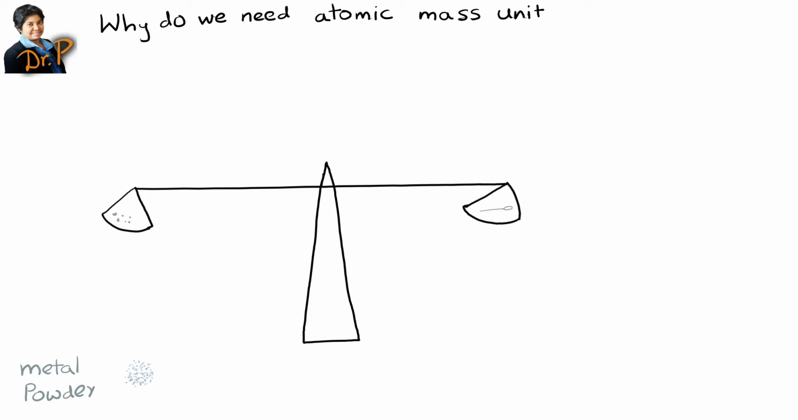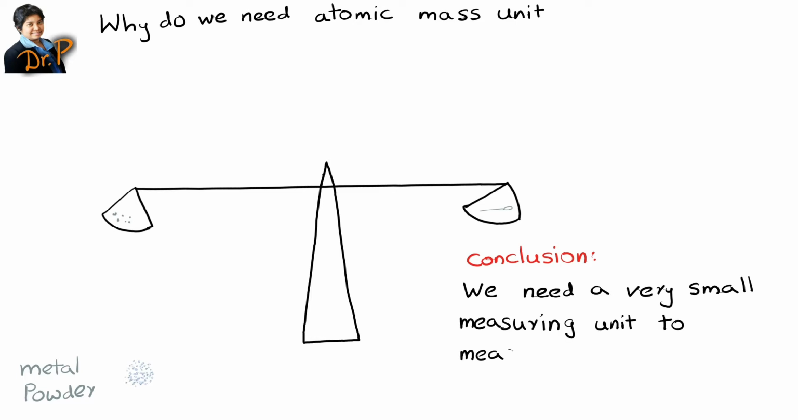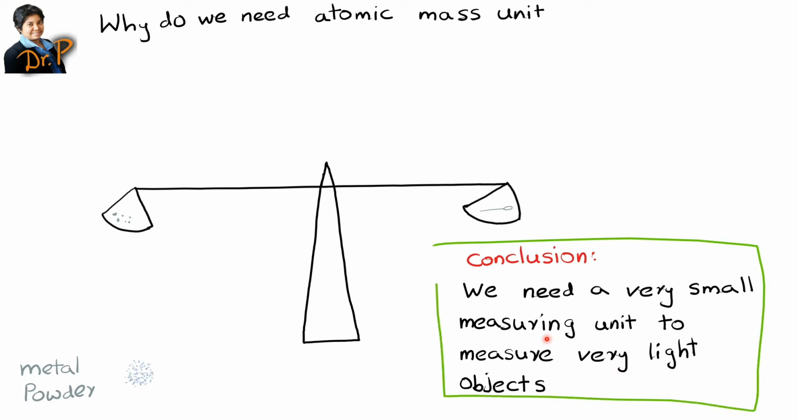So what does this example mean? In order to measure the mass of a very small object, we need a suitable small measuring unit. Now when it comes to atoms, atoms are not visible to our naked eye and they are very small. Because of that, we need a suitable unit to measure their mass. That is why we have developed a unit called the atomic mass unit in order to measure the masses of atoms.